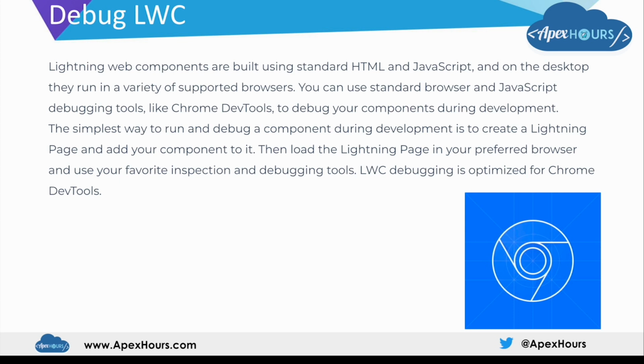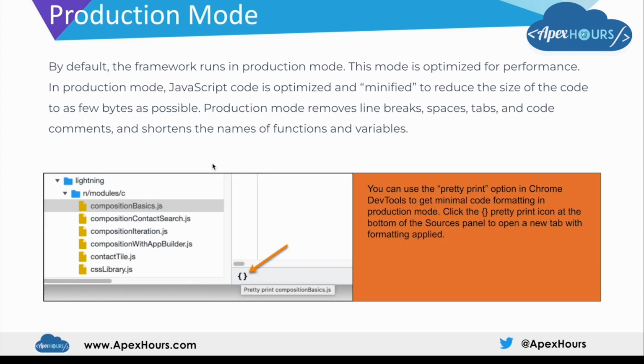As I told you, there are two modes available while you are debugging your Lightning Web Component. The first one is production mode and the second one is debug mode. By default, the framework runs in production mode. This mode is optimized for performance. In production mode, JavaScript code is optimized and minified to reduce the size of the code to as few bytes as possible. Production mode removes line breaks, spaces, tabs, and code comments as well, and shortens the names of functions and variables as well. So basically, it is a little bit difficult to read the code in production mode. Let me show you an example of it.